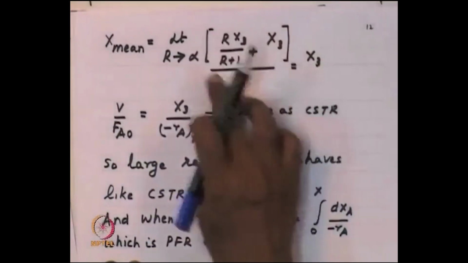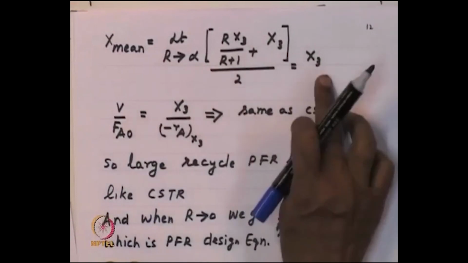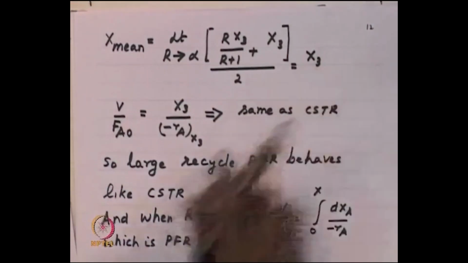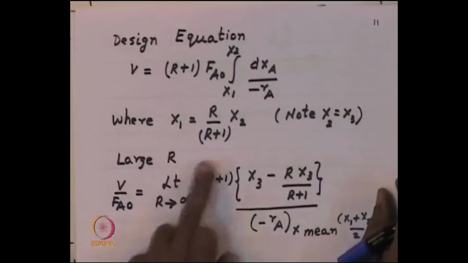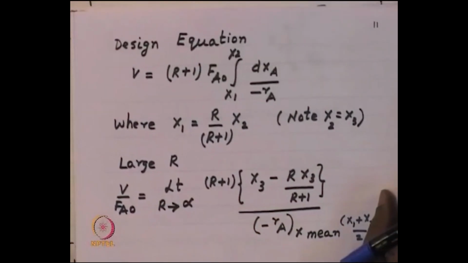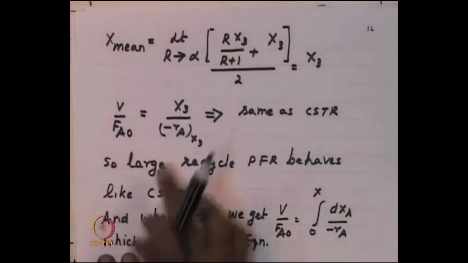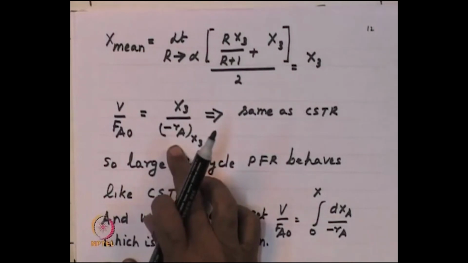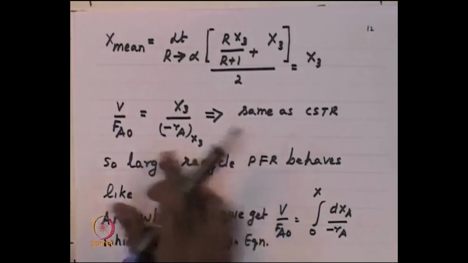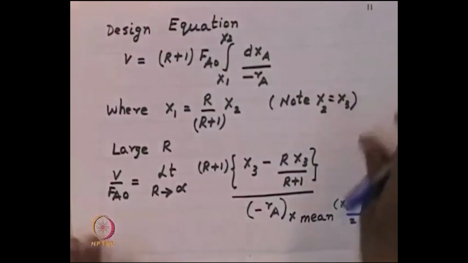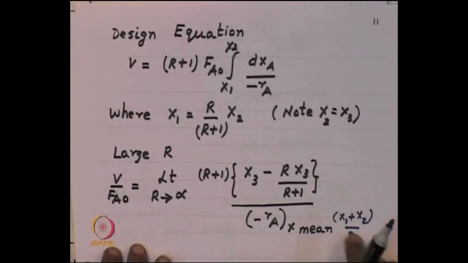So, the limit of this as x tends to infinity is x3. So this whole integral now becomes x3 divided by the value of R_A at x3. Is that clear? What we are saying is this mean is at x3, and you can see here this whole thing becomes x3 only.